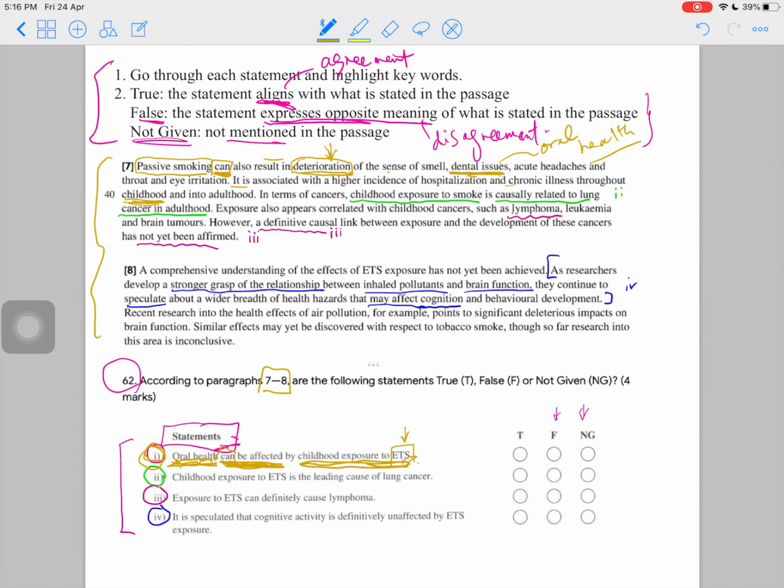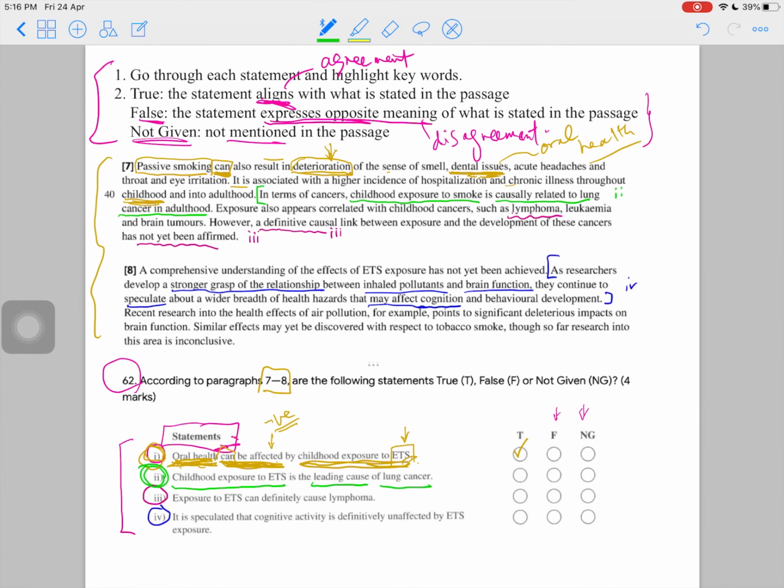That means that matches with "can be affected", right? So a negative influence on the dental issue, on our oral health. So right away, it actually matches. So here is true, okay? And let's go to number 2. So childhood exposure to ETS leading cause of lung cancer, okay? So I've highlighted here already. So our answer is here.